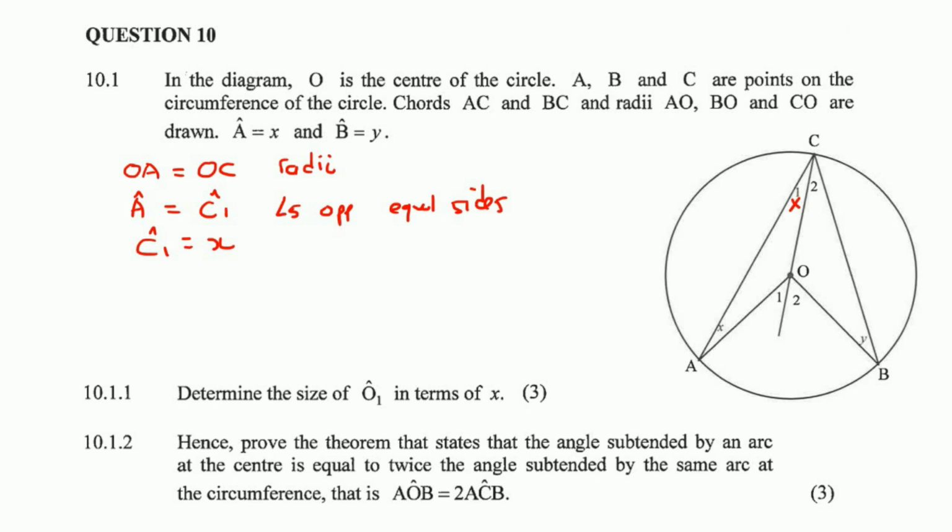Once again, remember, in general, if you have a triangle, and let's say this is X and this is Y, then this angle on the outside, let's call it A, is always the same as X plus Y. It's called the external angle of a triangle. So angle O1 is then going to be angle A plus angle C1, because it's the external angle of a triangle. And so angle O1 is then going to be X plus X, which is 2X. So we've worked that one out as 2X.